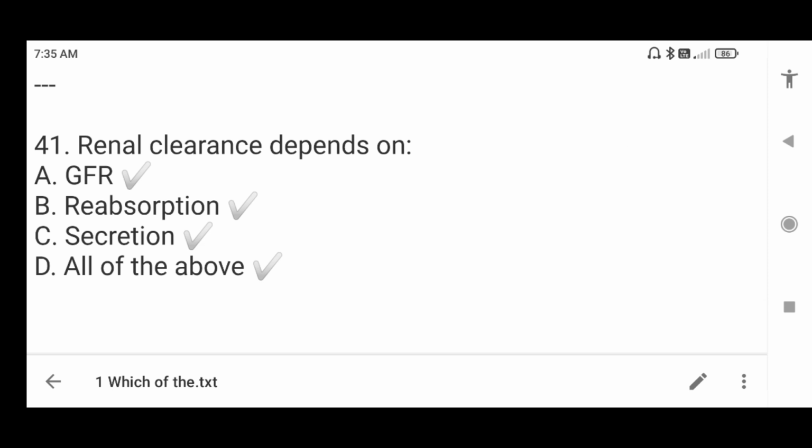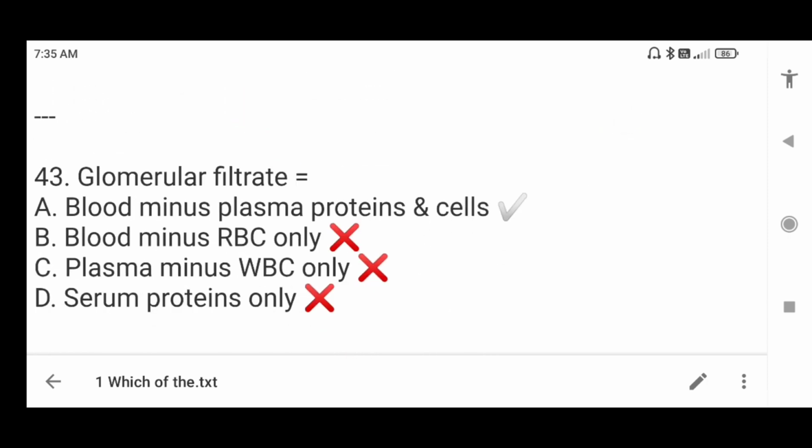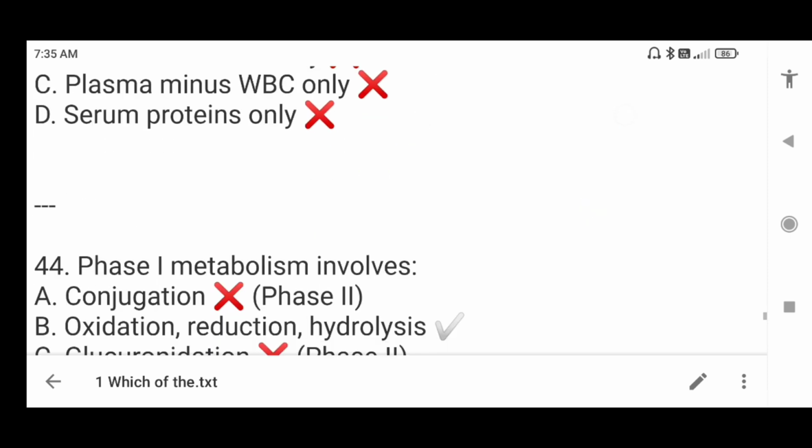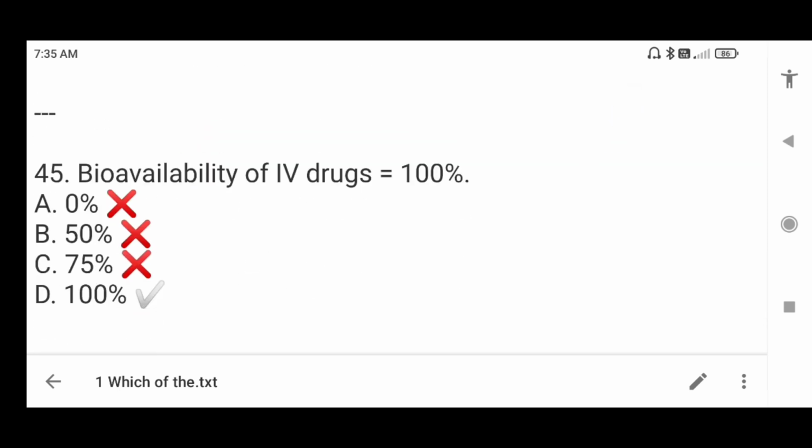Renal clearance depends on reabsorption, secretion, and GFR. Microsomal enzyme inducer is rifampicin. Glomerular filtrate is blood minus plasma proteins and cells. Phase I metabolism involves oxidation, reduction, hydrolysis. Bioavailability of an IV drug is 100%.